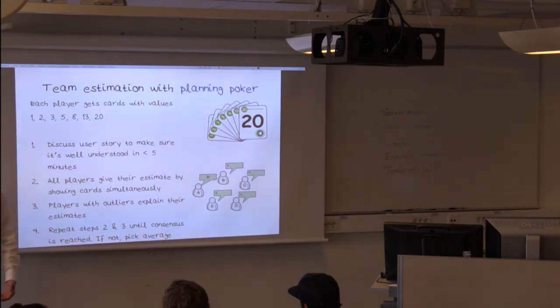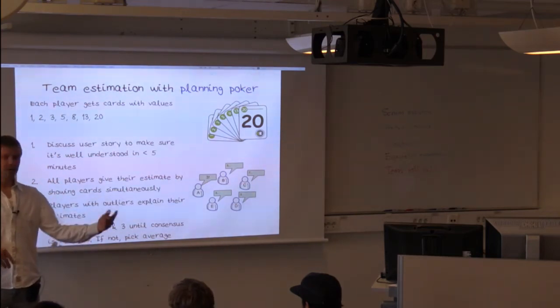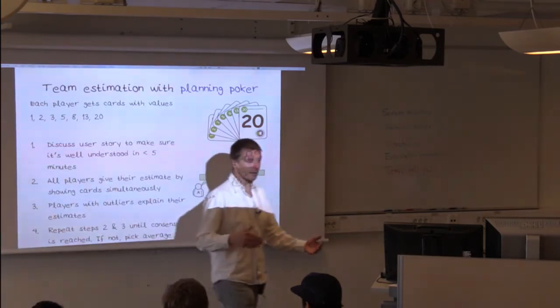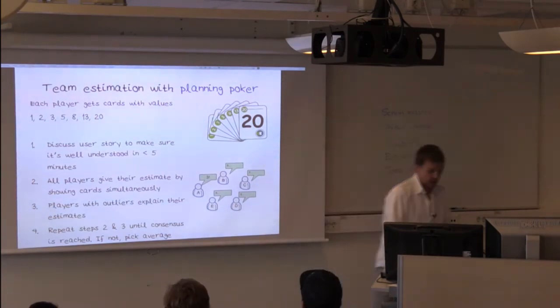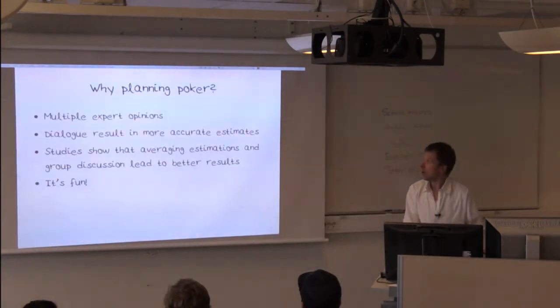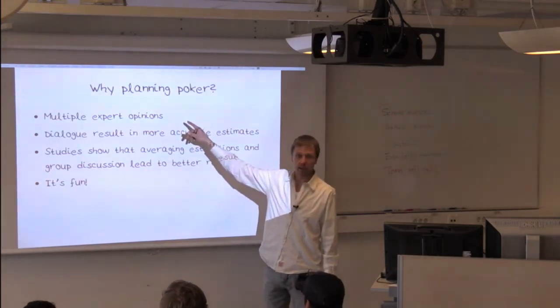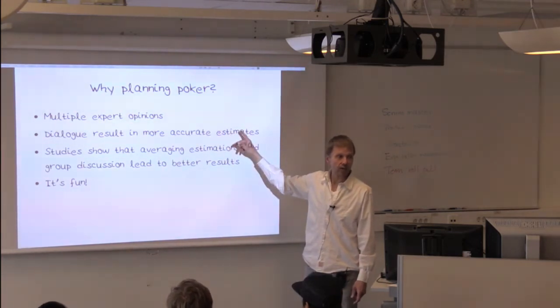Or it might be that the outlier is a 1 or something, and you ask them, so why do you think this is so simple? So, we just need to hook up to that API. And the rest of them say, oh, we didn't know that. Great. And then they play again, and now it's a 1 for everybody. So why planning poker? You get multiple expert opinions. Dialogues result in more accurate estimates.